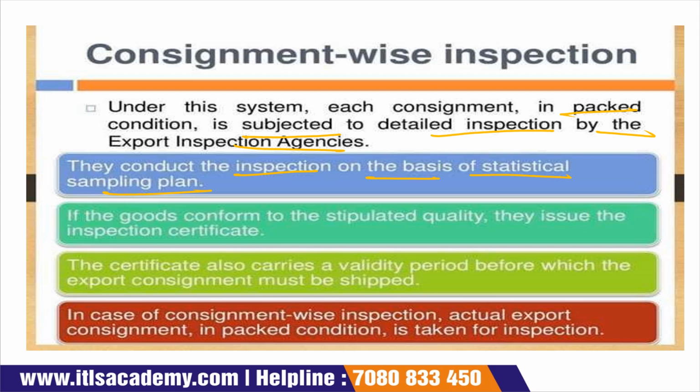First of all, they take a sample. They follow a statistical sampling plan. If the goods conform to the stipulated quality, they issue the inspection certificate. The certificate also carries a validity period before which the export consignment must be shipped. So when they provide an inspection certificate for a product whose quality has been checked, there is a validity period of that certification. Within that period, the consignment should be shipped.